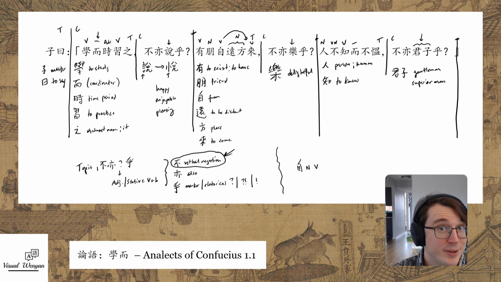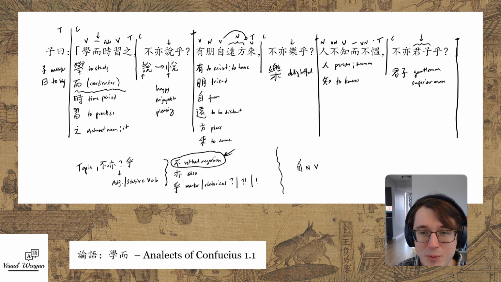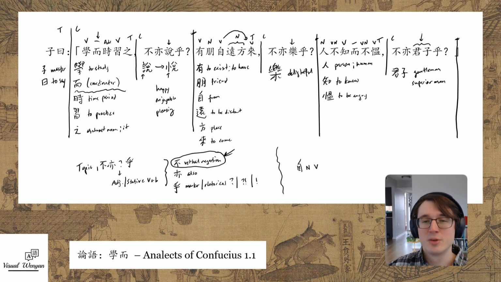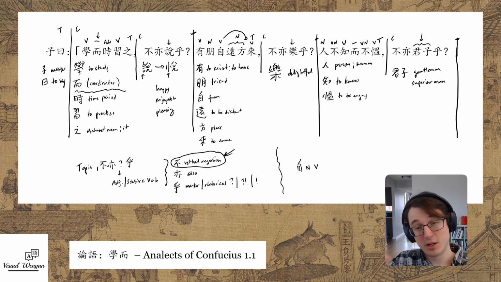Then we have our coordinator from over here. Put a little underline, coordinator popping up. Then we have another verbal negation, 不. And we have a stative verb or adjective, 愠, to be angry. So, person, not know, and not upset, angered.